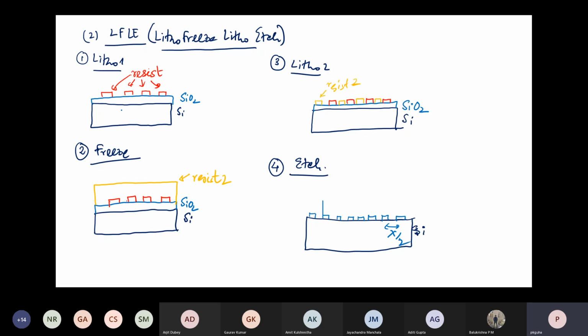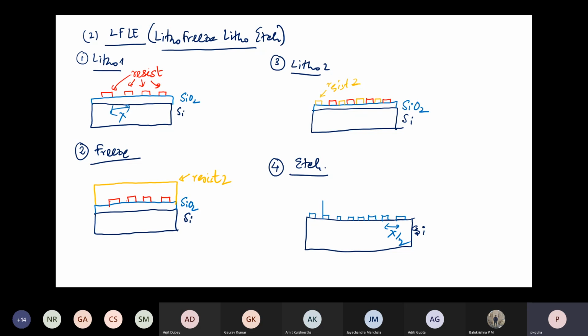So pitch here was x, here pitch you see is x over 2. Compared to LE, it has 4 process steps. However, the challenge is resist selectivity, because two different resists you need to use, and overlay is more challenging because you have to keep one freezing and the other one you then etch to make the pattern. So this is the litho freeze litho etch technique.